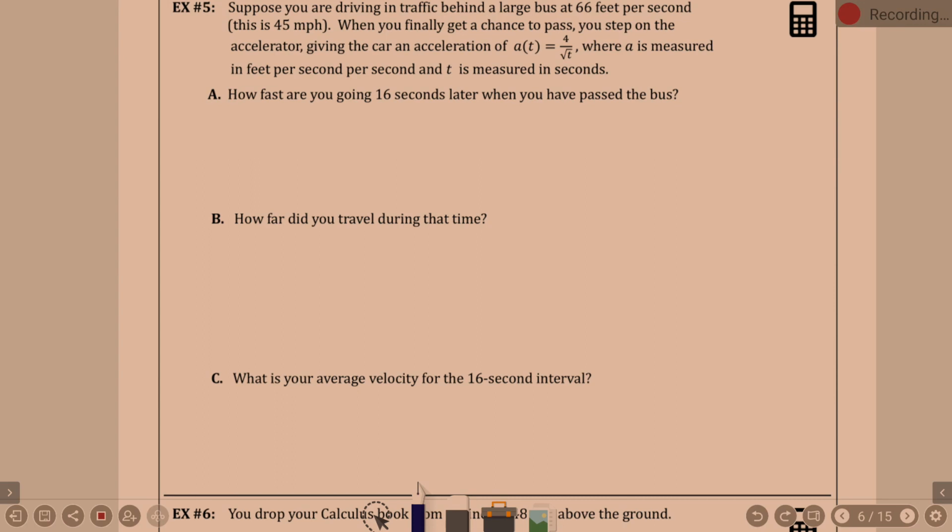We're not supposed to pass buses. That's good. Never mind. Okay, work with me here.